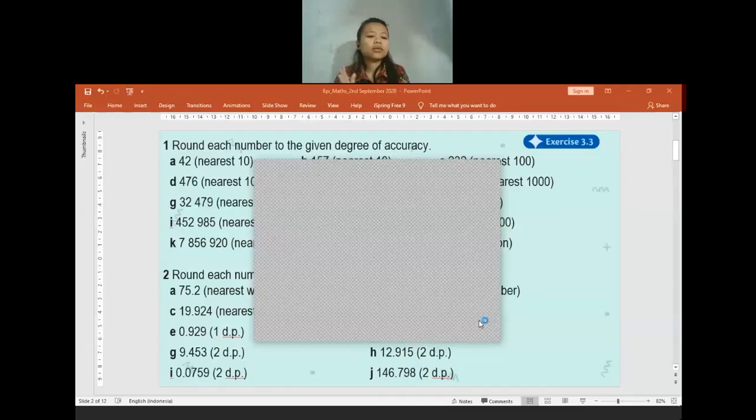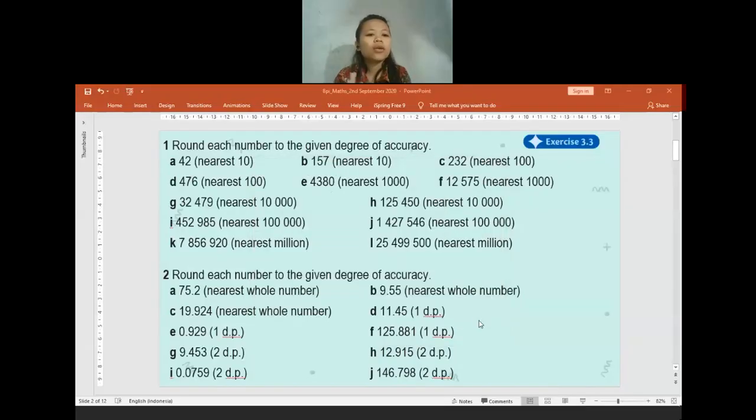Okay, for question 1, 42, if we round off to the nearest 10, how many will it be? Is there anyone who already found it? Already found it? How many? Yes, Audrey, speak louder, please. 40. Yeah, it will be 40.